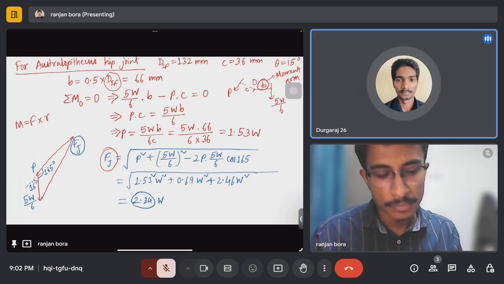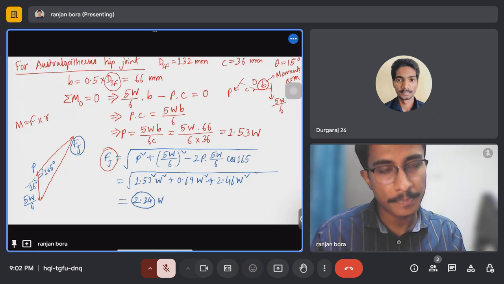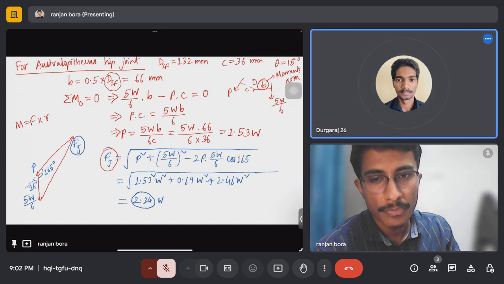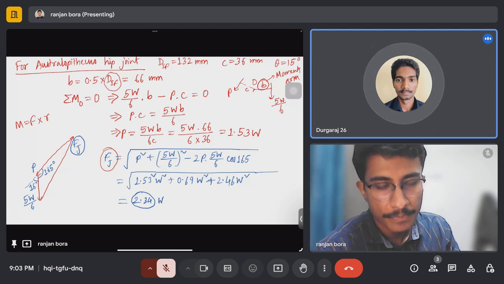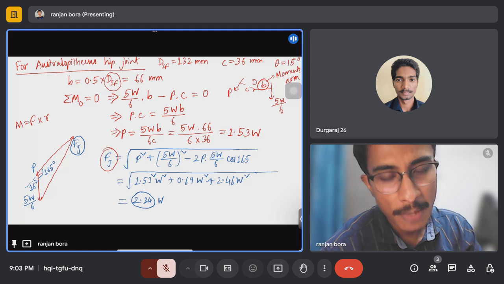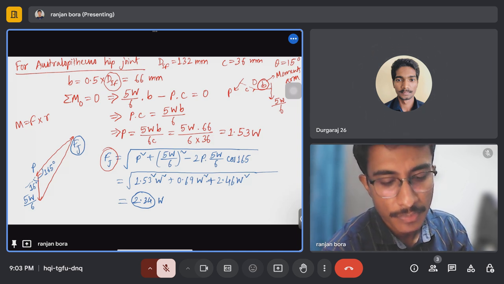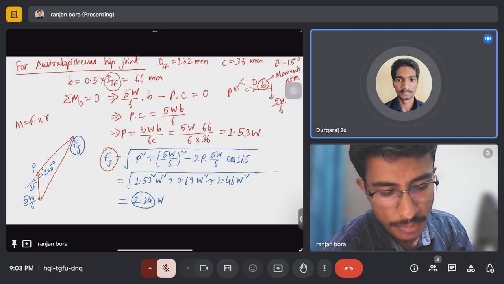P is the force and C is the moment arm. That's why I have taken PC. PC is force into distance, right? Because here P was unknown to us, and these values were given in the questions. So PC is given, then B is 66 and C is 6 into C, which is 36.